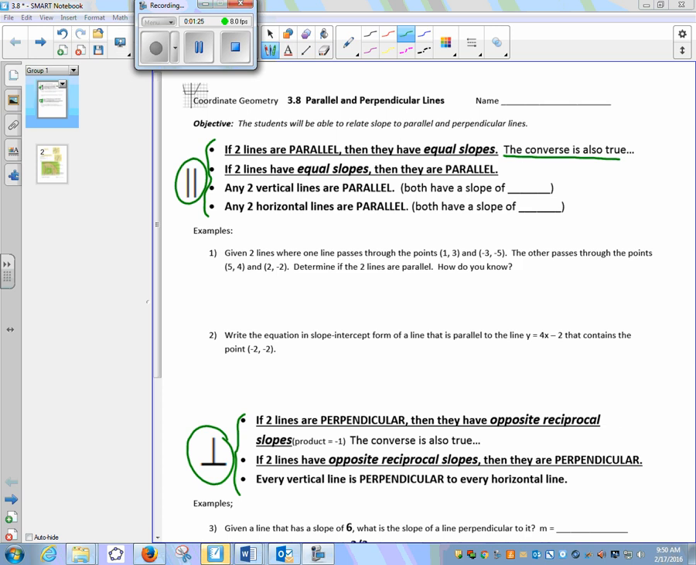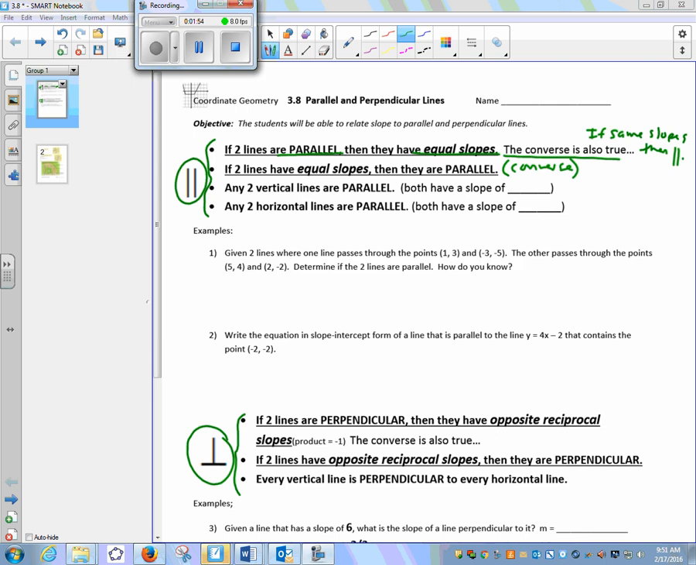So if two lines are parallel, then they have the same slopes. Converse would be if same slopes, then parallel. Okay? Here's the converse right here. If two lines have equal slopes, then they are parallel. That's the converse.